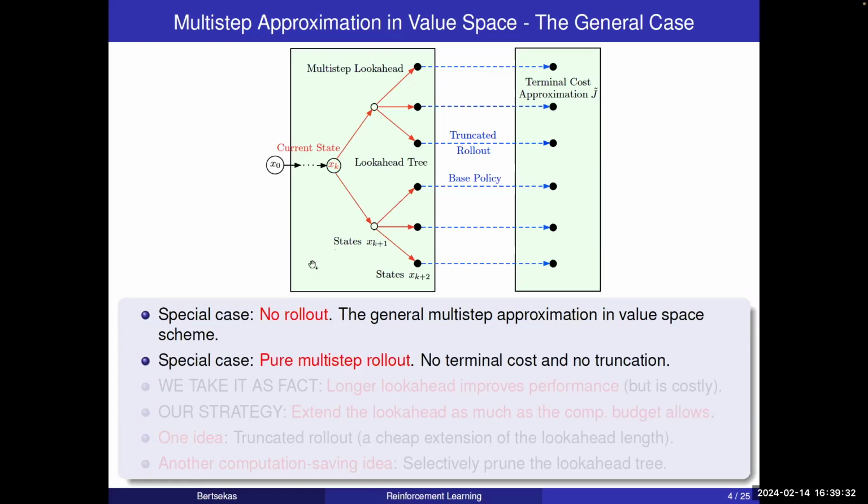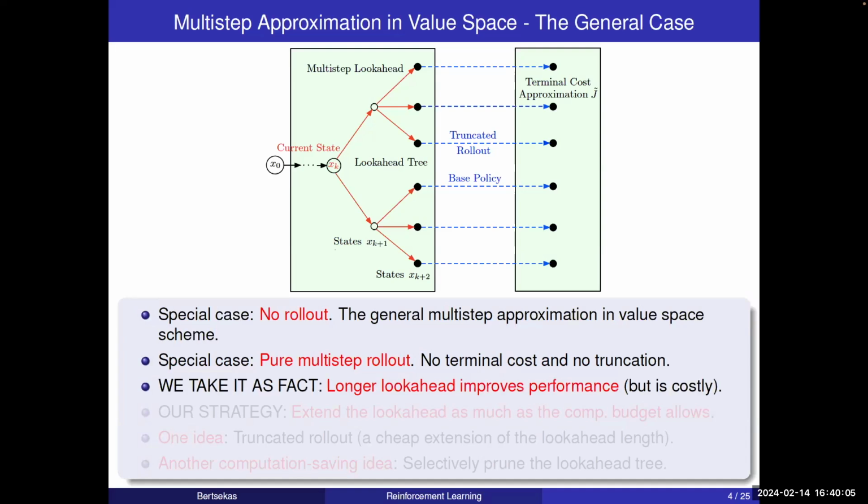The other special case, which we're going to look at in more detail with constrained rollout, is the pure multi-step lookahead. This is where at each of these leaves, we run the base policy fully to the end of the horizon. And we obtain a cost evaluation at each of these leaves just from that. There's no terminal cost function approximation because we've run the base policy to the end of the horizon. So this is another special case. No truncation and no terminal cost function.